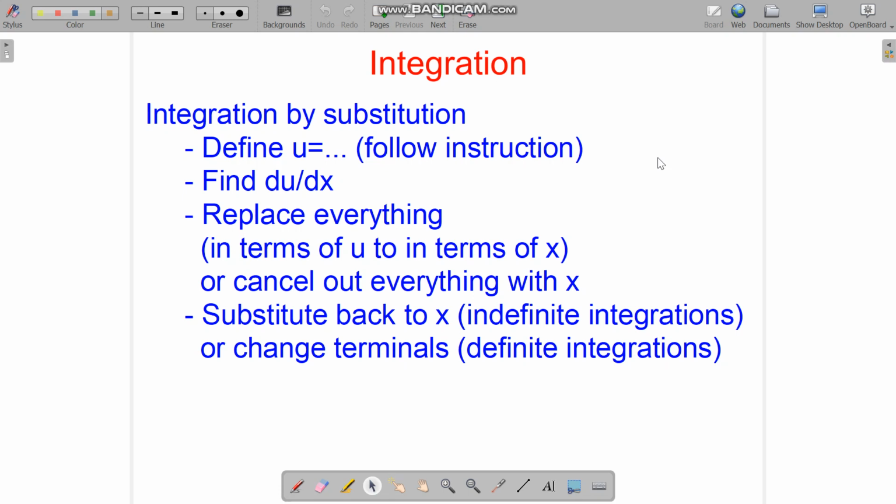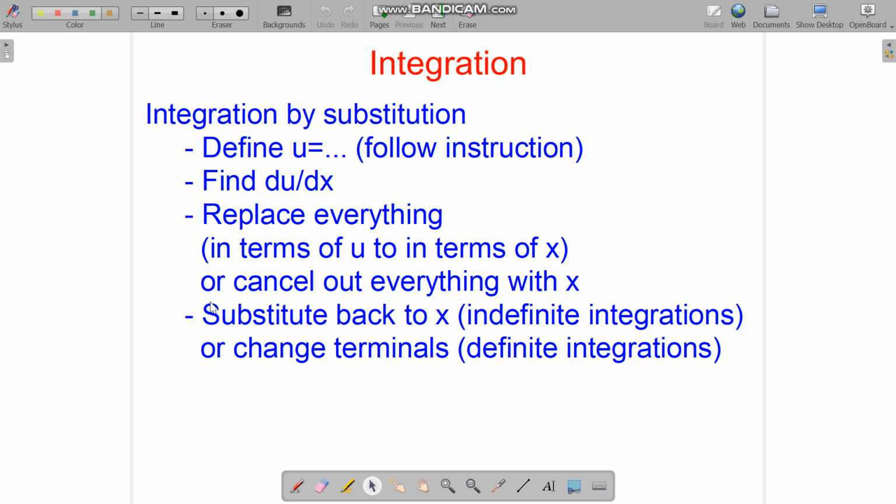Hello everyone, this video is about integration by substitution. So the steps are: we define u, follow the instruction. In the question you will be given specifically what substitution you have to use. Find du dx and replace everything in terms of x with u, or cancel out everything with x, so you have to use just u.